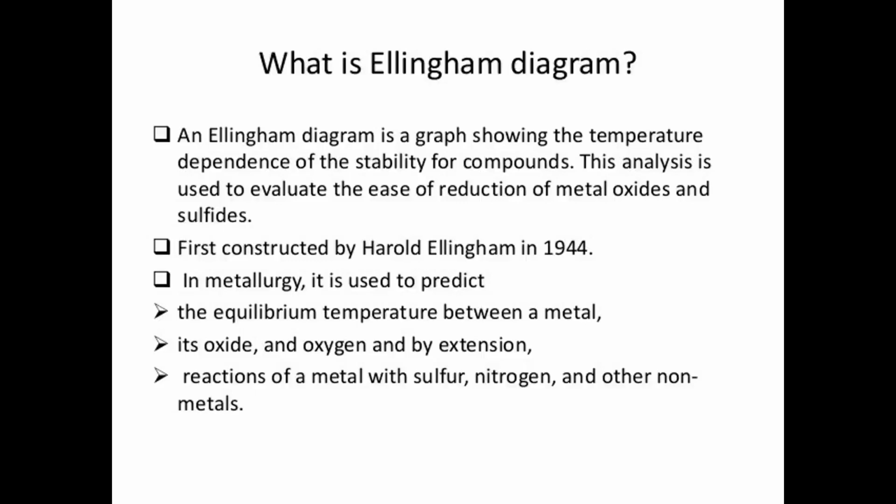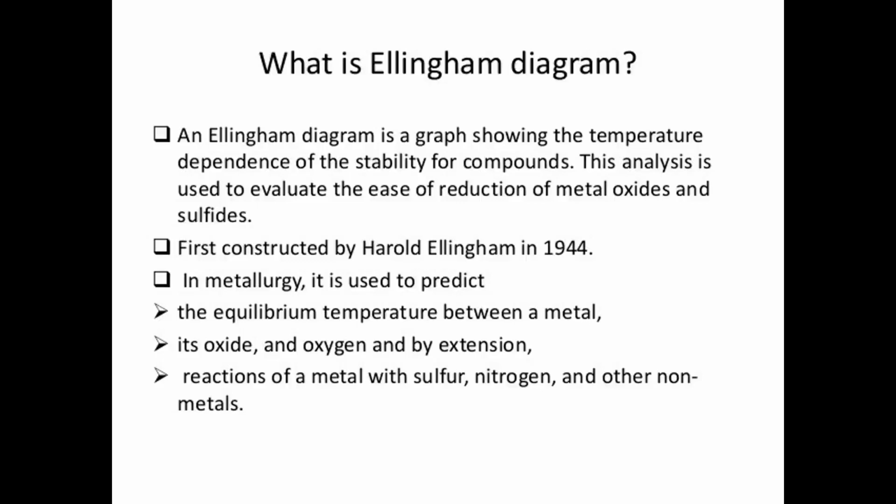This is a graph showing the temperature dependence of the stability of compounds. This analysis is used to evaluate the ease of reduction of metal oxides and sulfides. For reducing the metal oxides, this Ellingham diagram is used in the form of a graph. It was constructed by Harold Ellingham in 1944.